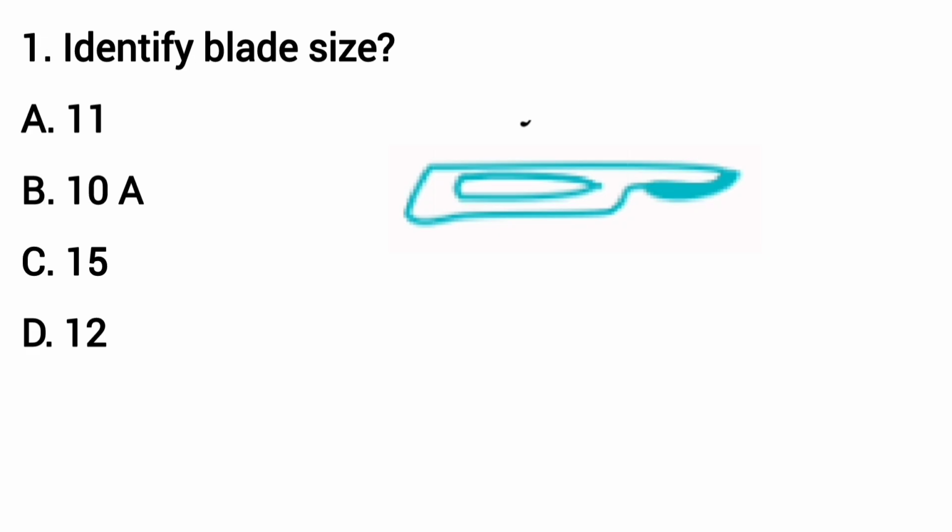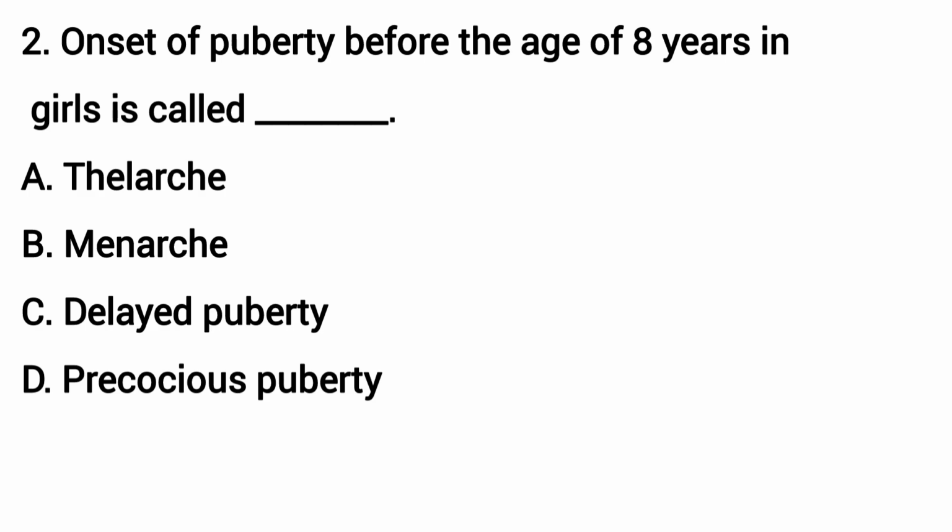Identify blade size. The answer is C. 15. Onset of puberty before the age of 8 years in girl is called precocious puberty.